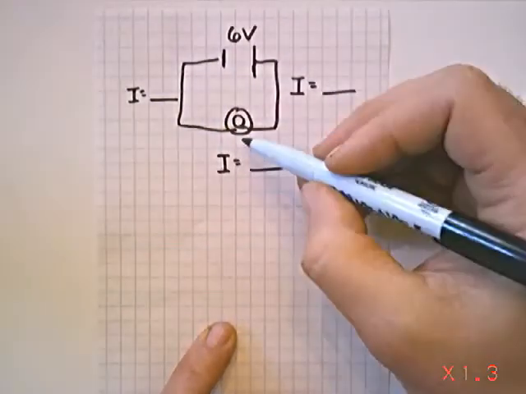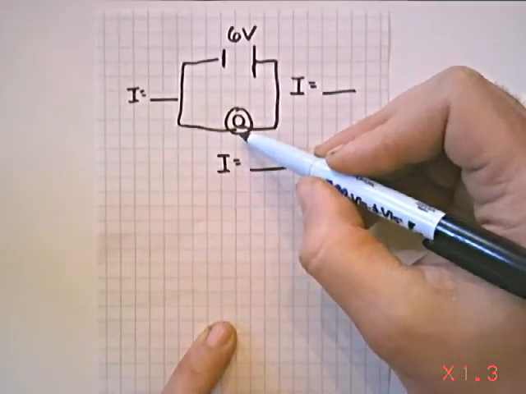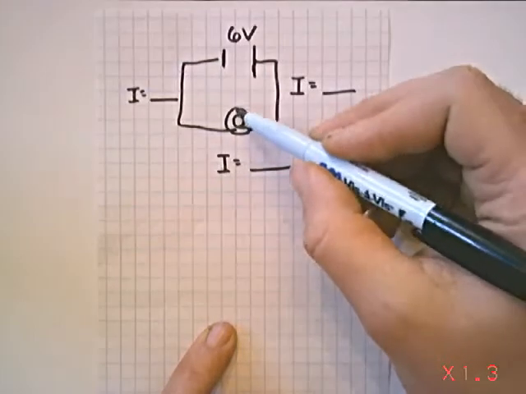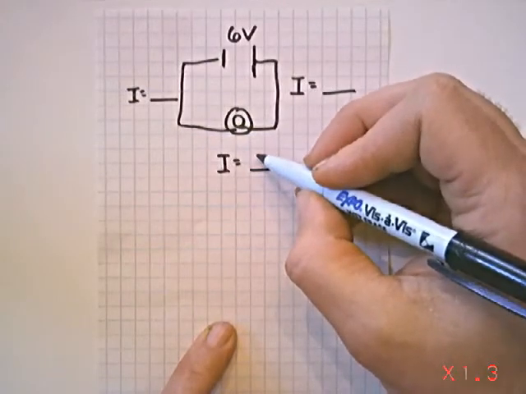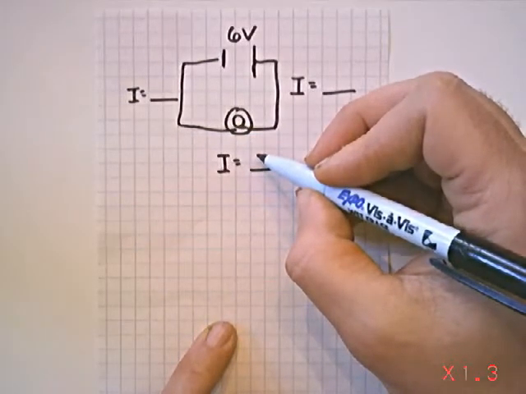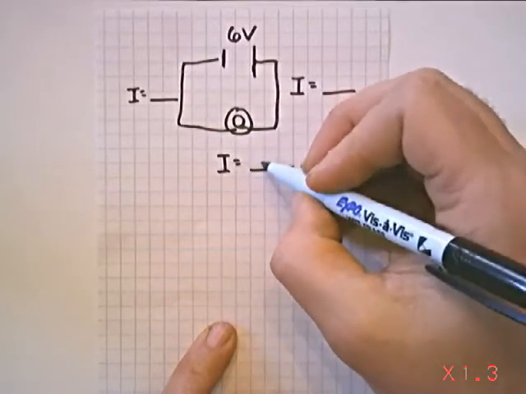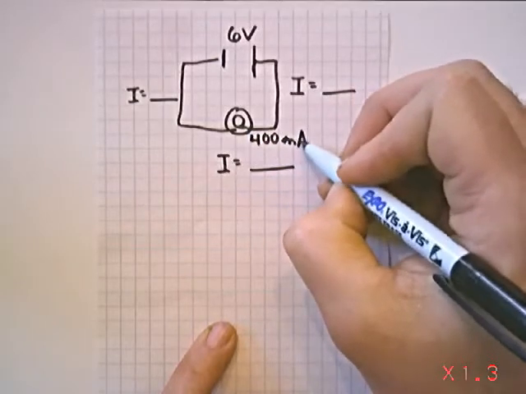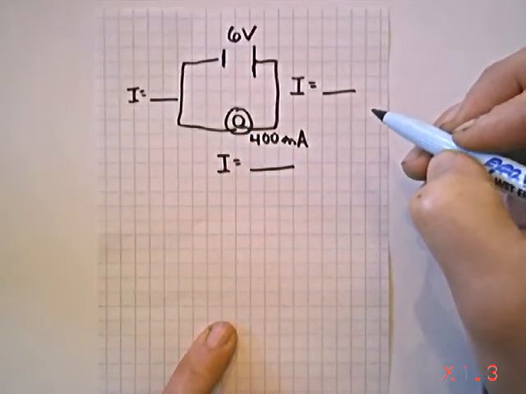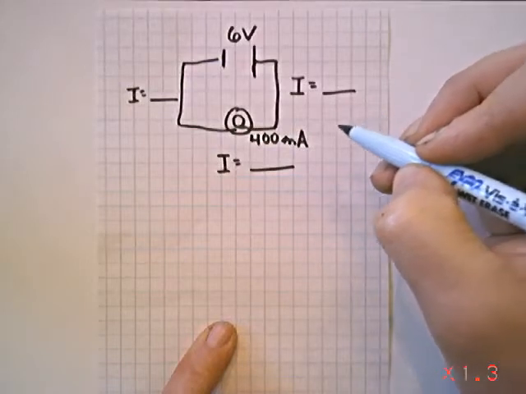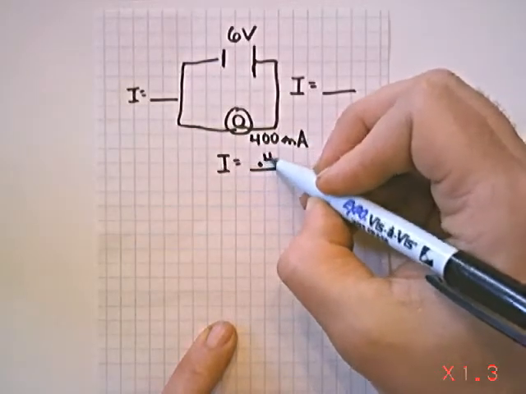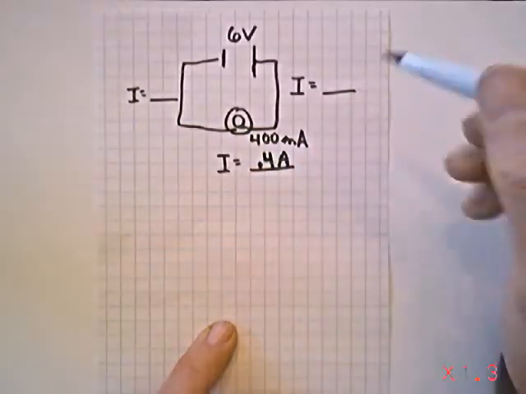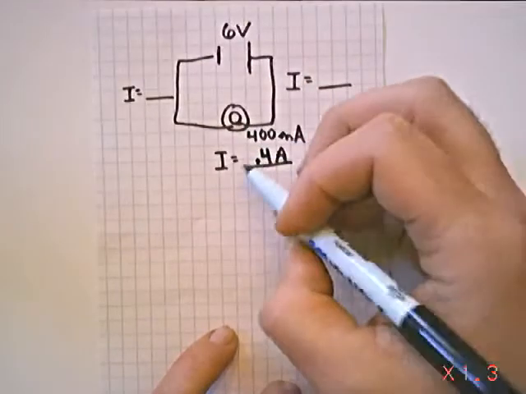And I'm going to tell you that this light bulb has a certain amount of current going through it. Let's just say that we have 400 milliamps. That's typically how we express current, because an amp of current would be a whole lot of current. That'd be about 0.4 amps. 400 milliamps, 0.4 amps, 4/10 of an amp. Okay, so I'm going to give you that information.